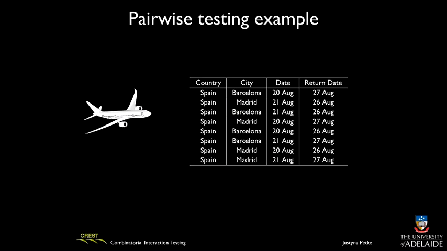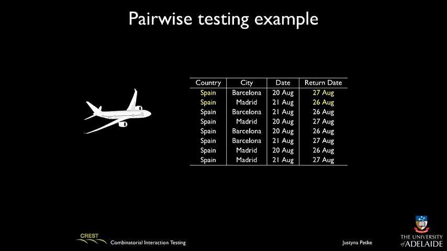So let's look again at our test suite with the 8 cases. So Spain to Barcelona. These were all the 8 that we had up there about 5 minutes ago. Nothing has happened. Let's see. Are we covering all pairs? I hope we do. So Spain and Barcelona is covered. Spain and Madrid is covered. That's easy. Spain and 20th of August, 21st of August. Spain and 27th, 26th of August.